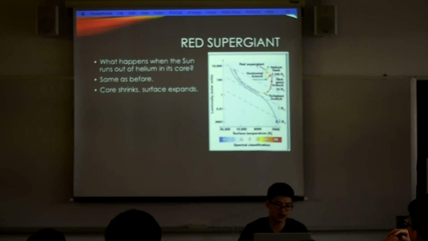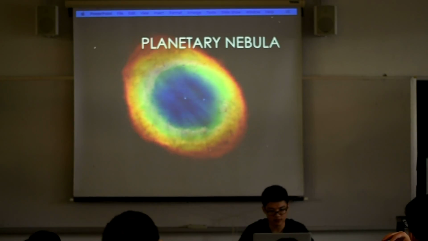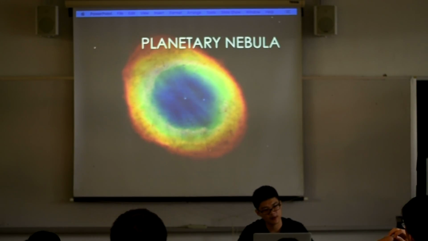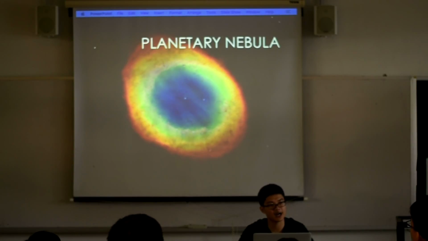So what happens when the Sun runs out of helium inside its core? The carbon will not go through any other fusion. The core will shrink and the surface will expand. As the surface expands larger than the red giant, it is called a red supergiant, and the surface temperature will be even lower. As the surface continues to expand and expand, it will eventually drift away into outer space and form a nebula called a planetary nebula, a specific kind of nebula produced by the medium-sized star.